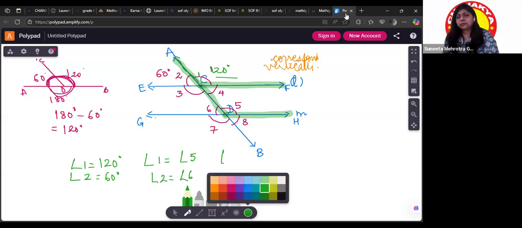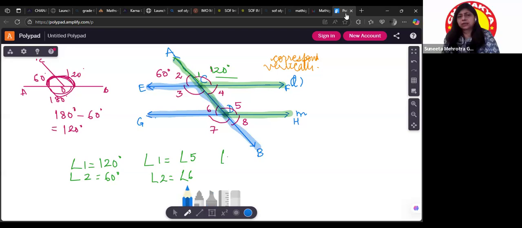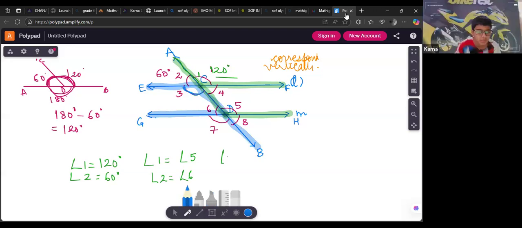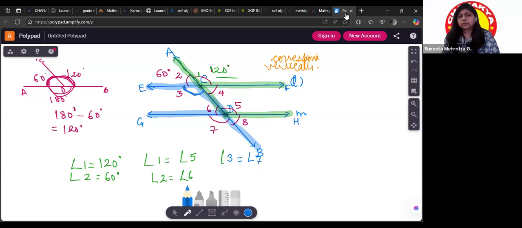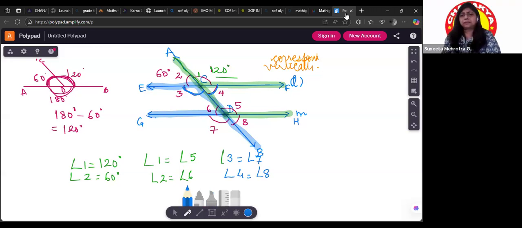Now this position. Ma'am, which one? Yes, ma'am, that is 2 and 6. This is angle 3. Ma'am, angle 3 and angle 7. Same with the other side. Ma'am, angle 4 and angle 8. Angle 4 and angle 8.